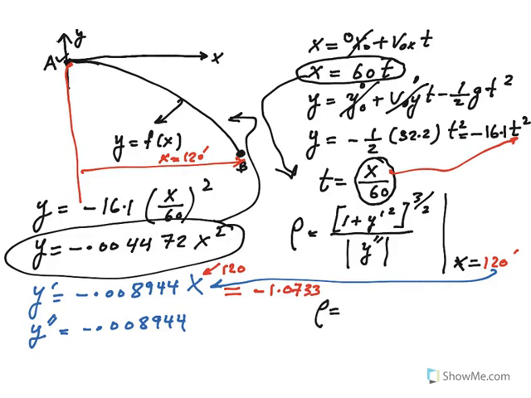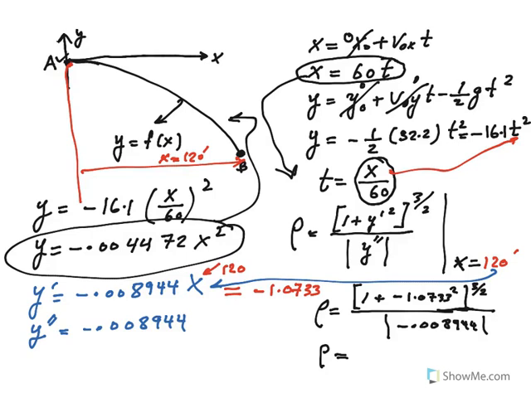All right, so we're ready. And by the way, y double prime doesn't have any x to plug in. So we have 1 plus y prime squared, which is what? Negative 1.0733 squared. The whole thing then, guys, be careful, raised to power 3 halves, divided by the absolute value of minus 0.008944. So remember, rho has to come out to be positive. I think if you do the calculation, you get 352.97 based on these numbers that I have here.